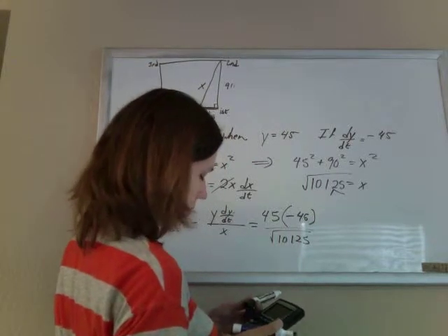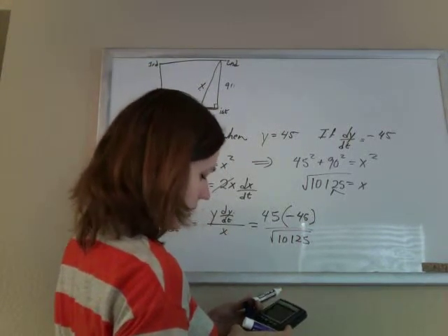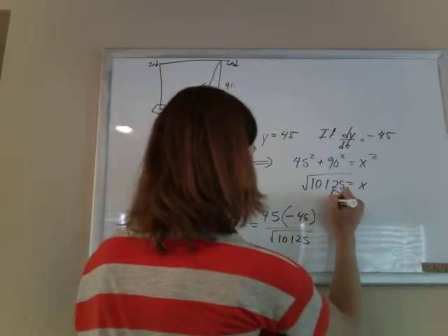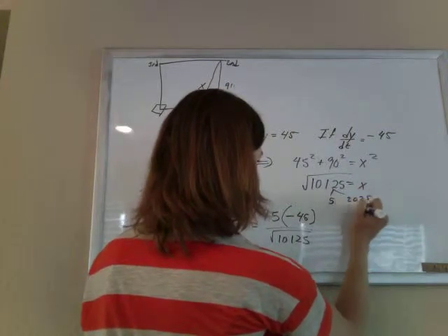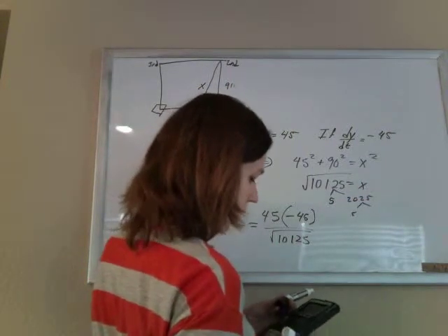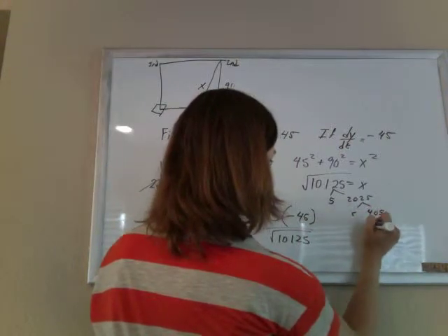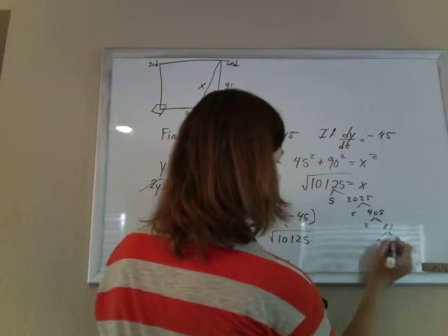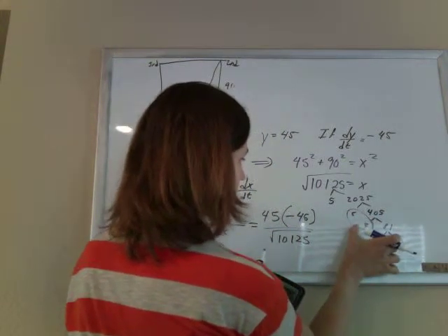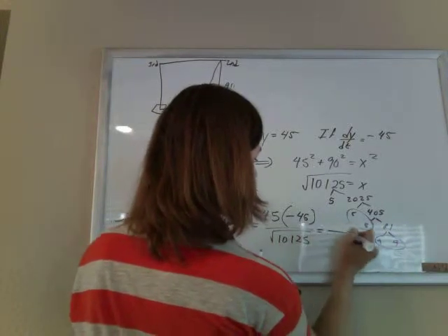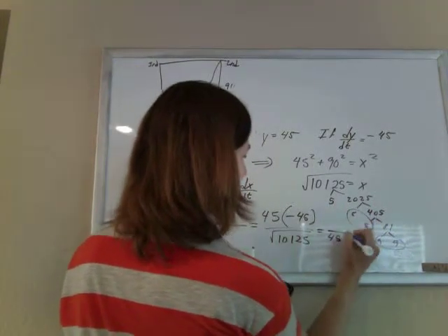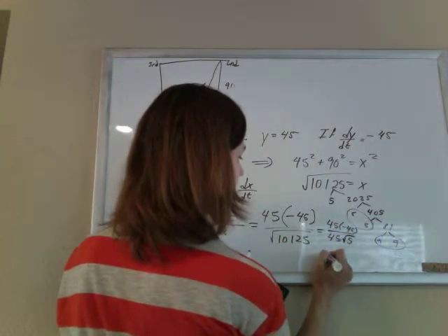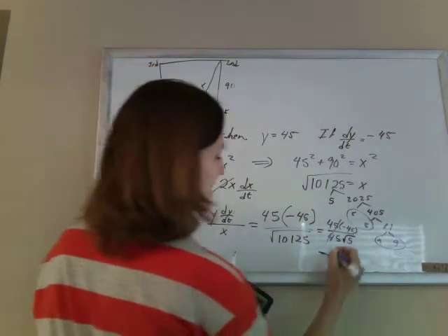Square root of 10125, nothing nice. I can take 10125 and divide it by 5, I get 2025, divide by 5 again, I get 405, divide by 5 again, I get 81, which is a 9 and a 9. So this square root simplifies to 45 root 5. And that's nice because my top is 45 times negative 45, so those 45's cancel out. That actually ends up pretty nice.